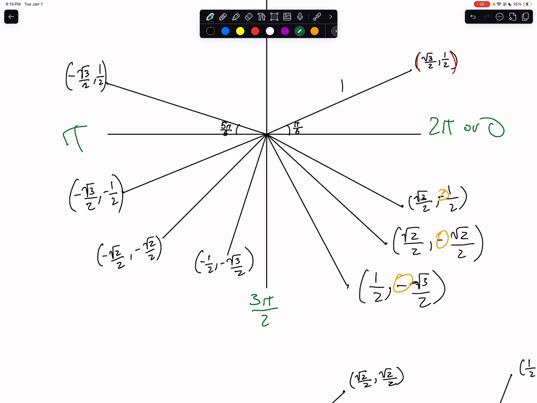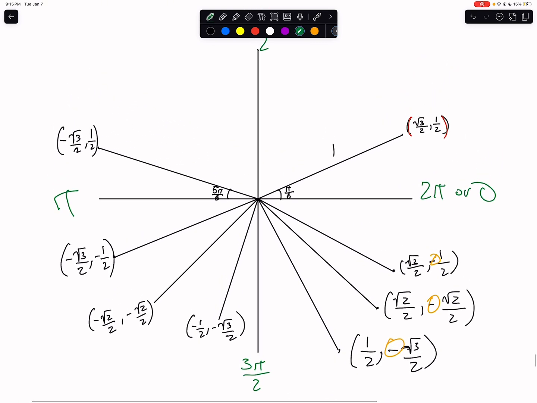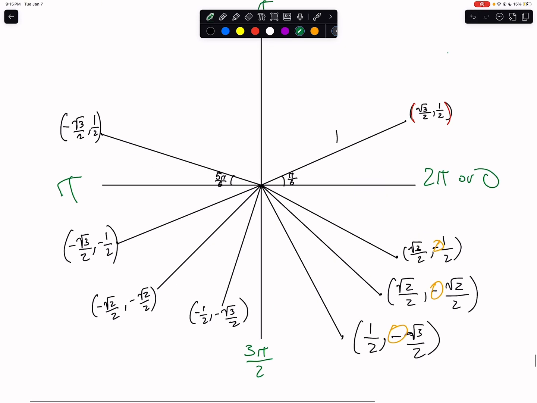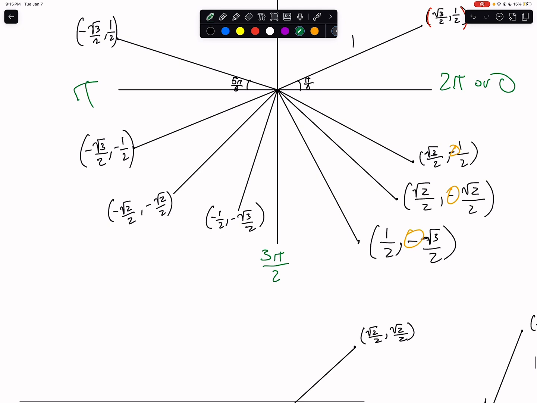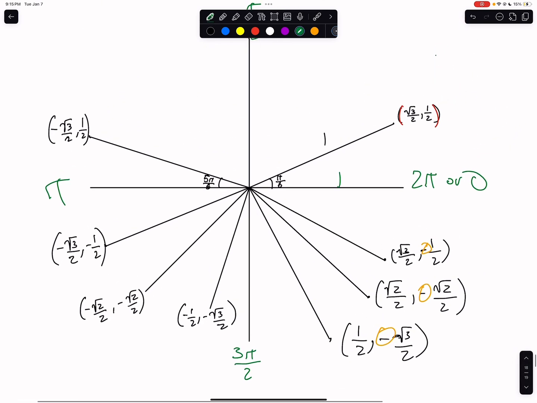So this is 3 pi over 2. Okay, so thinking about this here, from 0 to here is 3 pi over 2 radians, or 270 degrees. So if we think about how we can get these angles, we have to use this logic here.